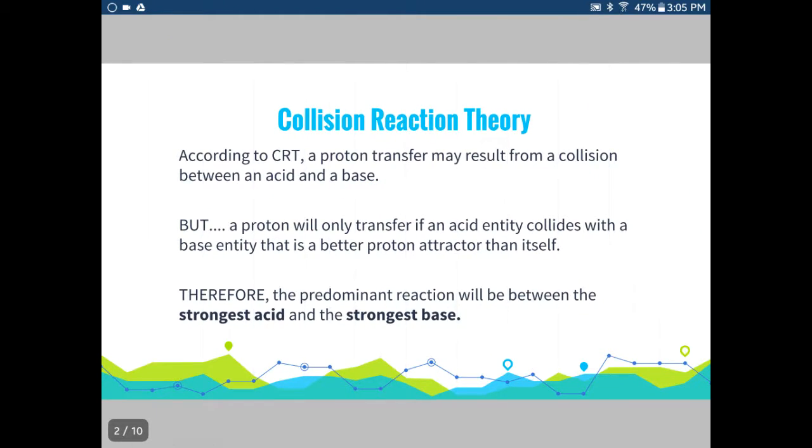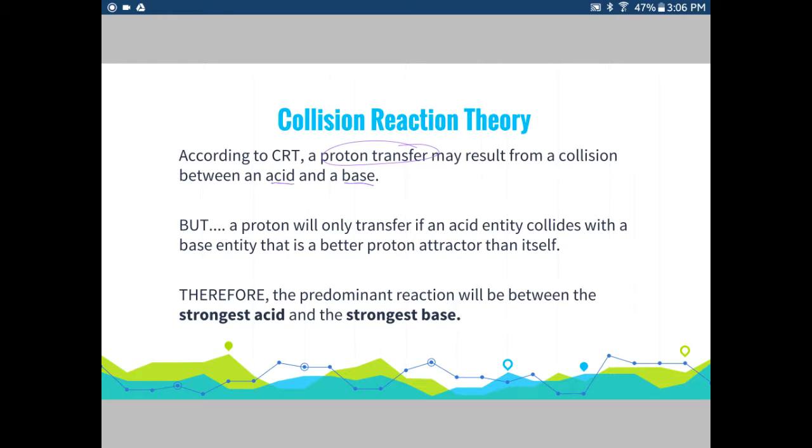So when talking about those reactions and collision reaction theory, which, remember, is sort of like kinetic molecular theory, where molecules are constantly moving around and a reaction occurs if two molecules collide. According to collision reaction theory, a proton transfer may result from a collision between an acid and a base.